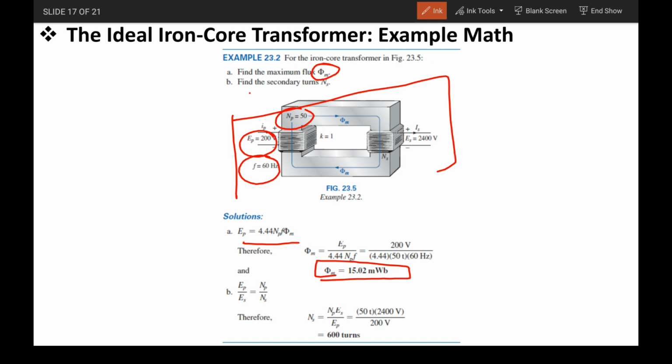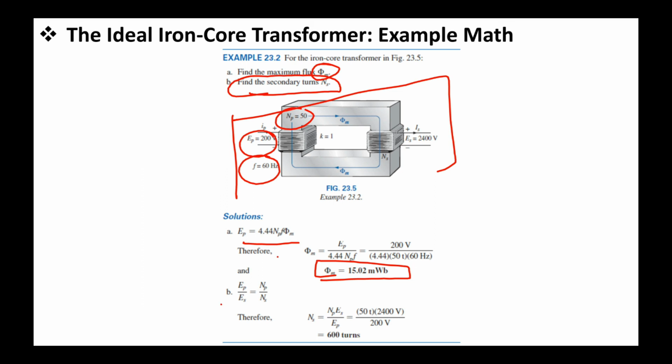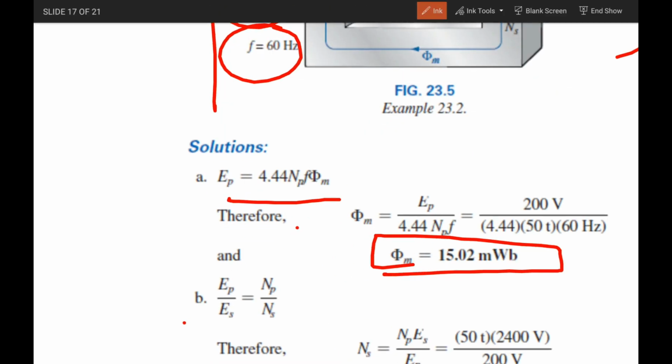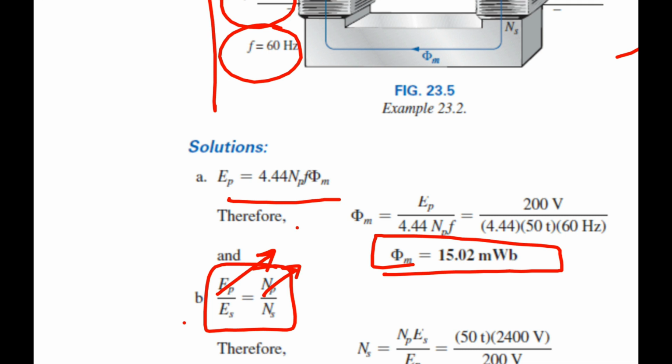And similarly, now second question, find the secondary turns n suffix s. So we know the formula, EP over ES equal to, so if I zoom in, EP over ES equal to NP over NS. So we know the EP, we know NP. Let me show you.